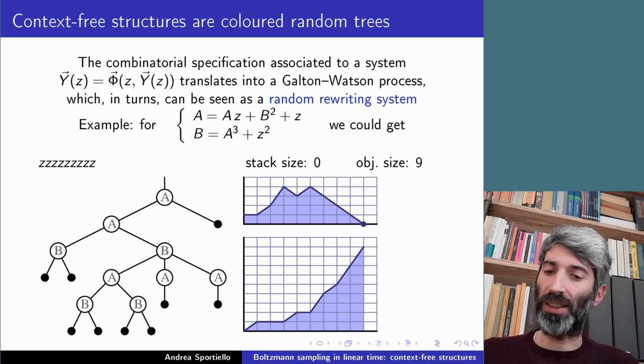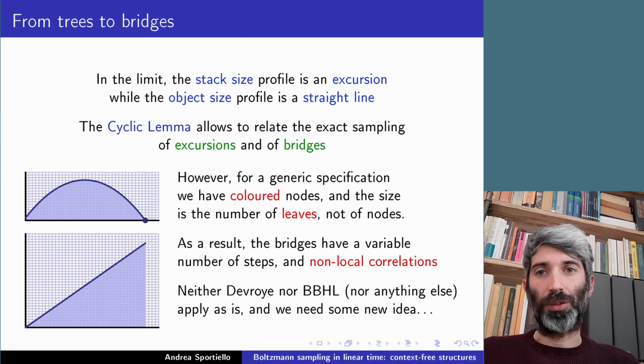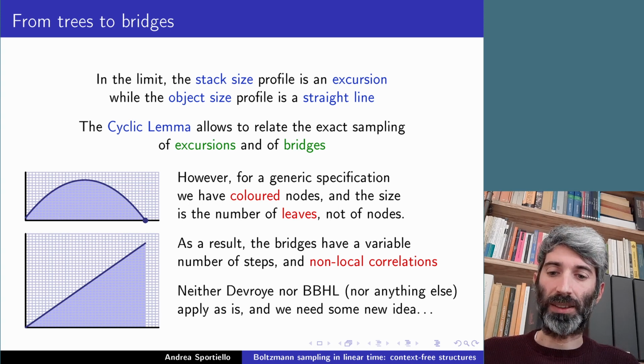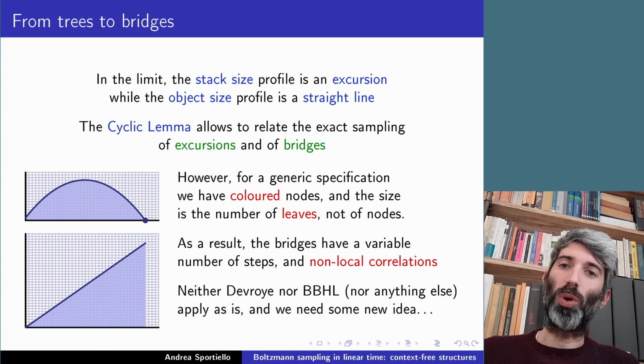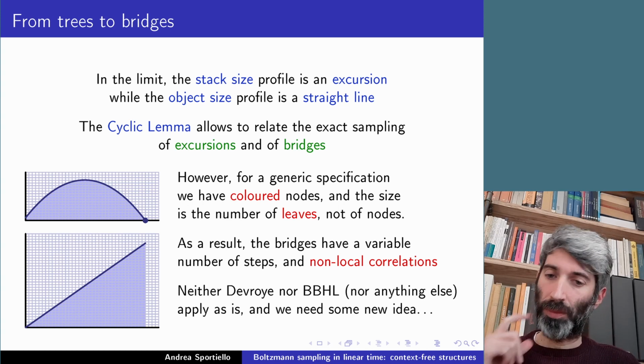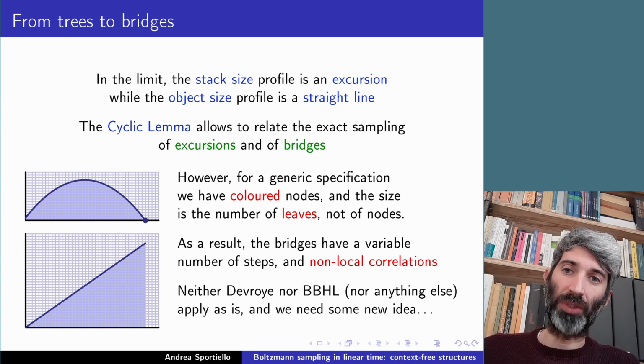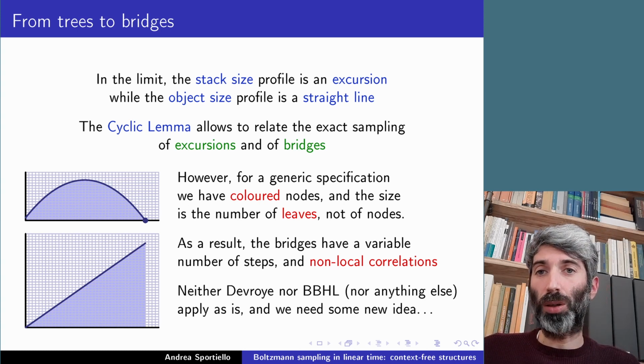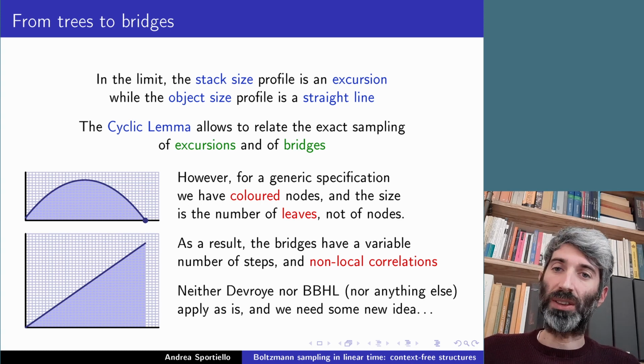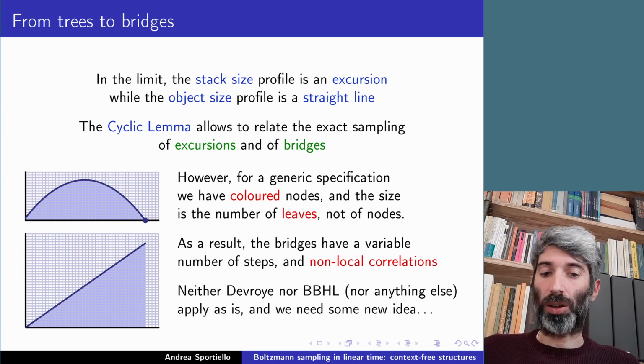Those are trees, in a sense, except for the fact that you have internal nodes, which have letters from one to the number of equations, and the leaves are counting the size. If you believe everything that goes in asymptotic analysis, the stack size will be essentially an excursion, and the size within the process will be essentially a straight line. So essentially you want to sample excursions of a given form, which by the cyclic lemma are essentially bridges of a given form. But now you have colors everywhere. You're counting leaves and not nodes. And the colors are giving no local correlations.